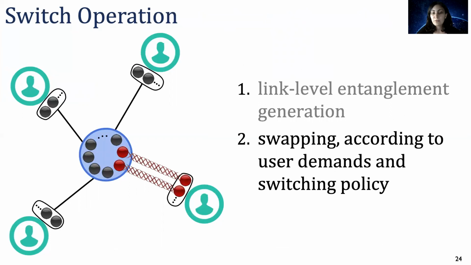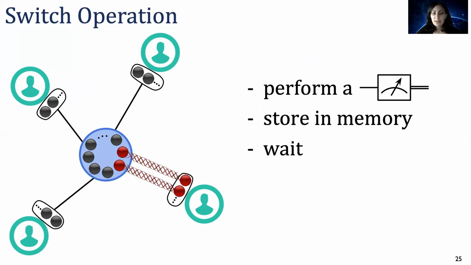The second step involves entanglement swapping based on user demands or a switching policy. Let's examine that in more detail. At any time, the switch has 3 options: perform a swapping operation, store the qubit in memory, or wait.